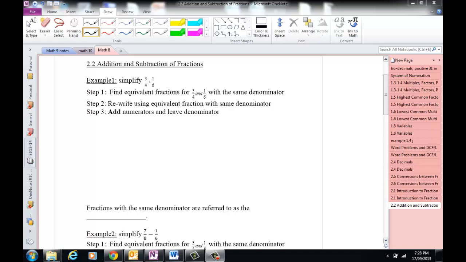Today we're going to look at addition and subtraction of fractions. And we're going to jump right into an example. So here I've got: simplify 3/4 plus 1/6.